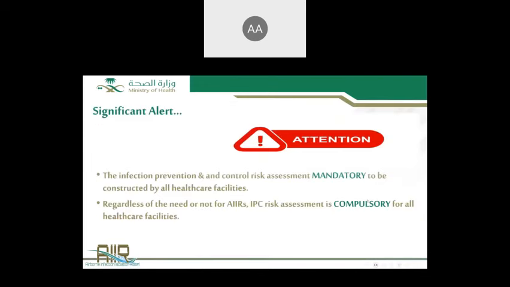So you have to keep in mind that every infection prevention and control department has to conduct the risk assessment. It is mandatory and should be implemented by all healthcare facilities, regardless of whether they require a negative pressure room or not. So if any practitioner in the infection prevention and control department or any healthcare worker asks me this question, if we don't need a new negative pressure room, do we need to construct the infection prevention and control risk assessment? Yes, it's mandatory, regardless of the need for the negative pressure room.